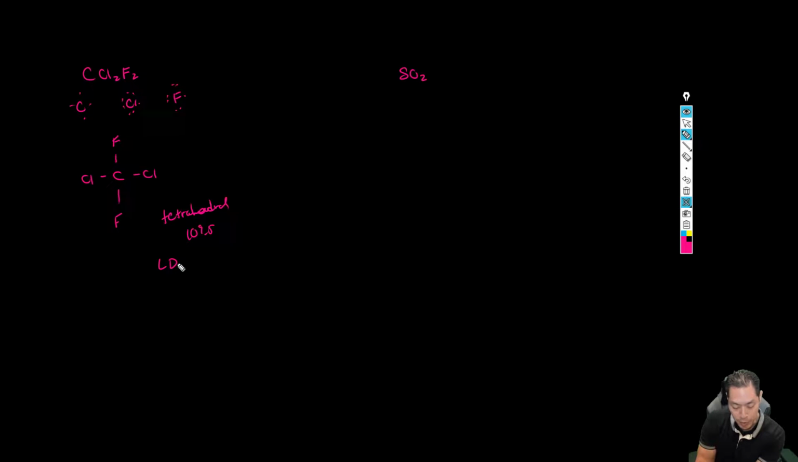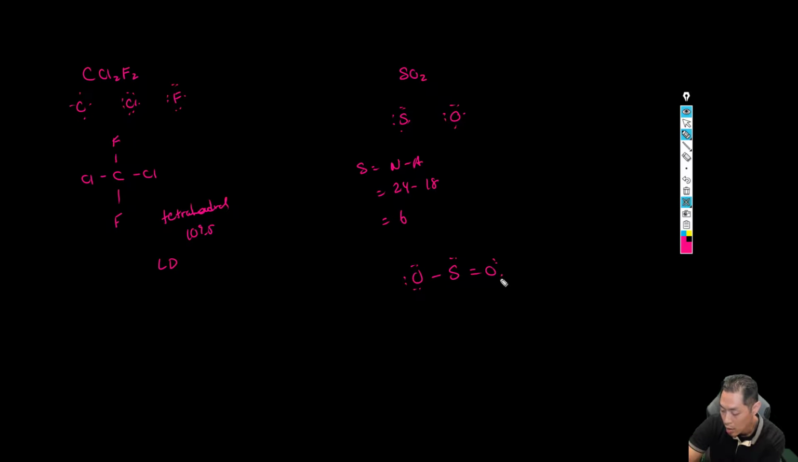Okay. SO2, this one has 1, 2, 3, 4, 5, 6 valence electrons, I believe. Yep. So when you do S and O, you have 3 things that want to be noble gases, so that's 24. Each of them has 6, so 6 times 3 is 18. So we're going to share 6 electrons, or 3 bonds. So here is your, what's it called, your Lewis structure.